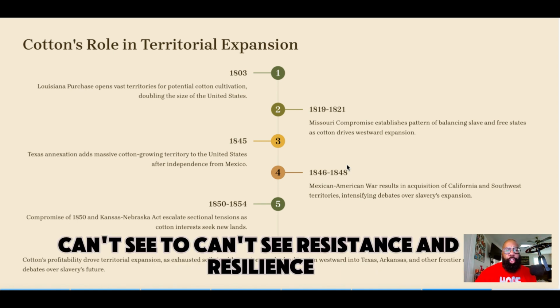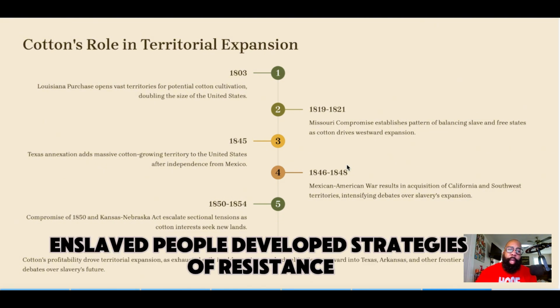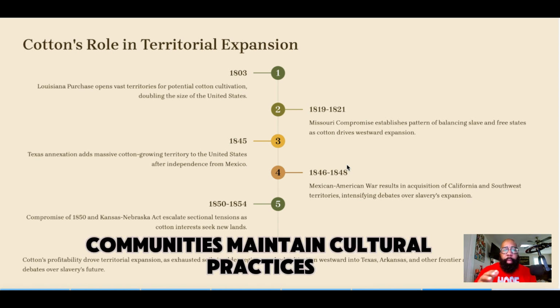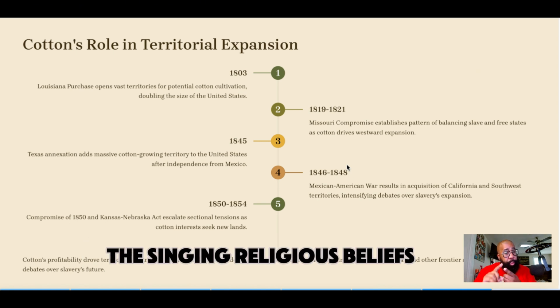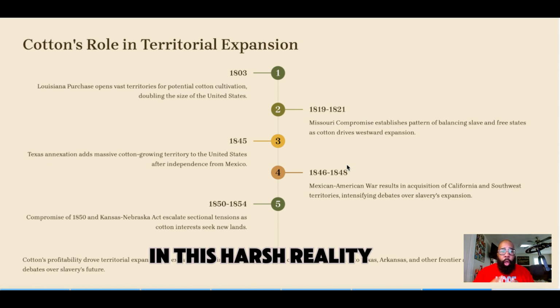Resistance and resilience. Despite brutal conditions, enslaved people developed strategies of resistance, from work slowdowns to escape attempts. Communities maintained cultural practices, the singing, religious beliefs, and family connections as a way of surviving psychologically in this harsh reality.